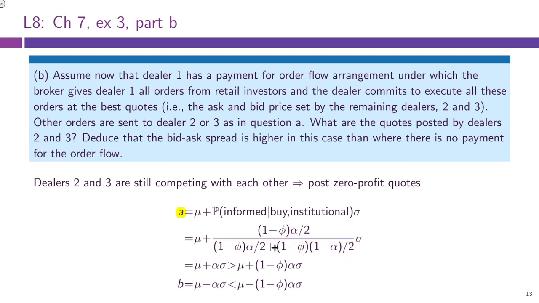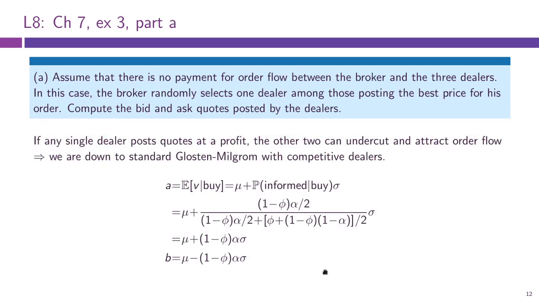Except we no longer have the phi over 2 here in the denominator. We no longer have the possibility that the buy order comes from a retail investor. If we go back, this is the phi I'm talking about. This is the only thing that changes.